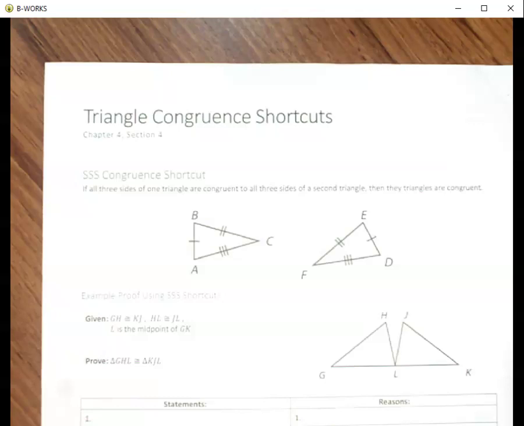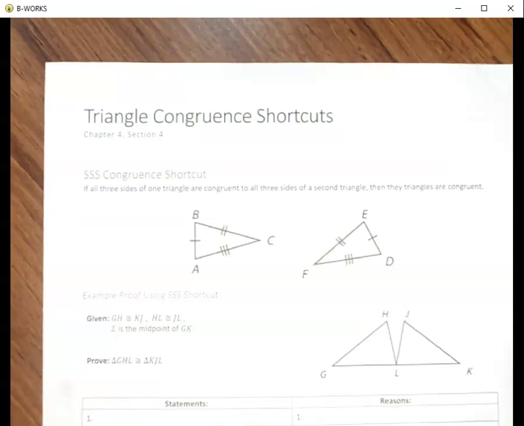Okay, sections 4.4 and 4.5 are about triangle congruence shortcuts. In 4.3, we talked about how all of the corresponding sides and corresponding angles of two triangles have to be congruent in order for the triangles to be congruent. But proving essentially six pairs of congruent corresponding parts is a pretty tasking job if we're going to prove a whole bunch of triangles congruent.